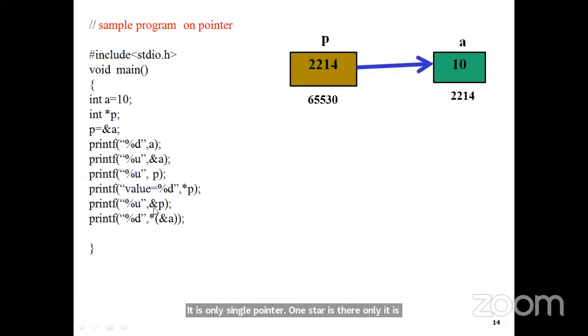Next, address of P. What is address of P? Address of P will be 65530. Here, address of A as well as star, that means pointer. So address of A is 2214. For this, the pointer value is only 10. So this is what we need to see, that this is the pointer concept in basic terms.